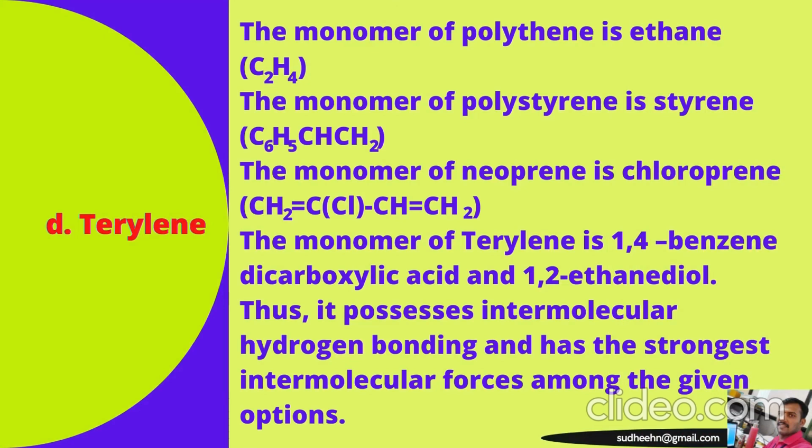So out of these options, the monomer of terylene is 1,4-benzene dicarboxylic acid and 1,2-ethanediol. Thus, it possesses intermolecular hydrogen bonding and has the strongest intermolecular forces among the given options. So the right option is option D, terylene.